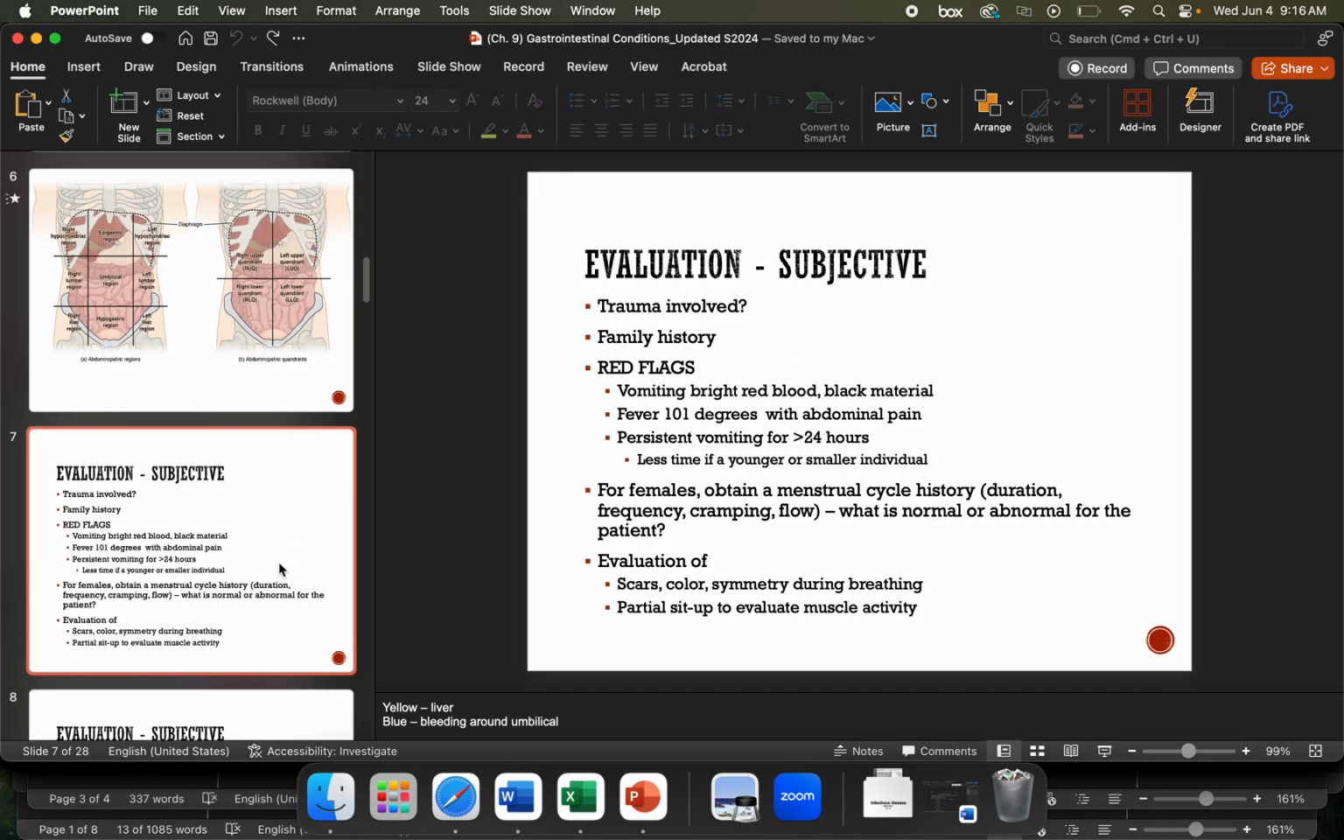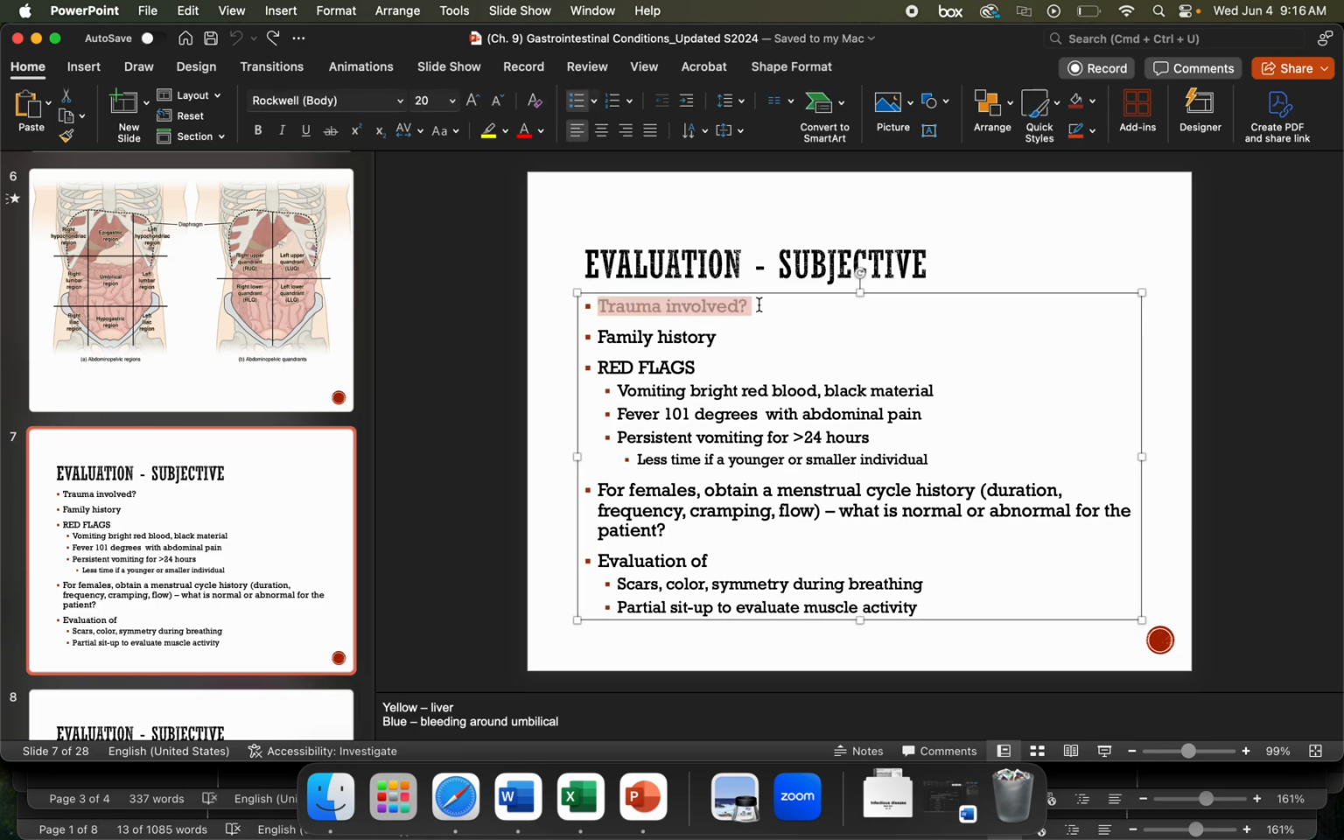Okay, so when it comes to evaluation, was someone hit? Was there a problem? Was there something that initiated this? Family history, just like so many of our general medical conditions, is so important. If you have a family history of Crohn's disease, inflammatory bowel syndrome, or heartburn, gastroesophageal reflux disease, sometimes you catch it in the family history.